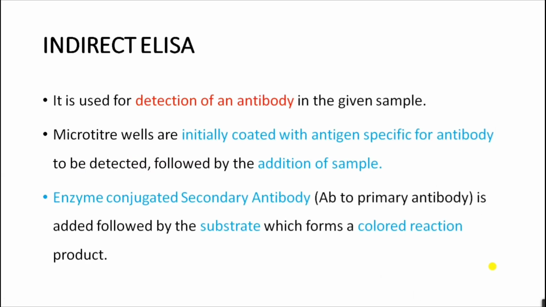Next is indirect ELISA. It is used for the detection of antibody in the given sample. So direct means detection of antigen in the patient sample, and indirect means detection of antibody in the patient sample.